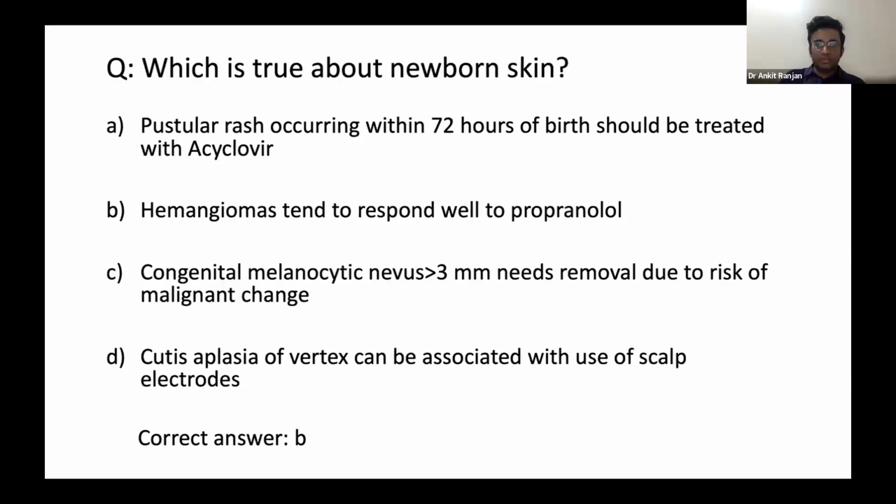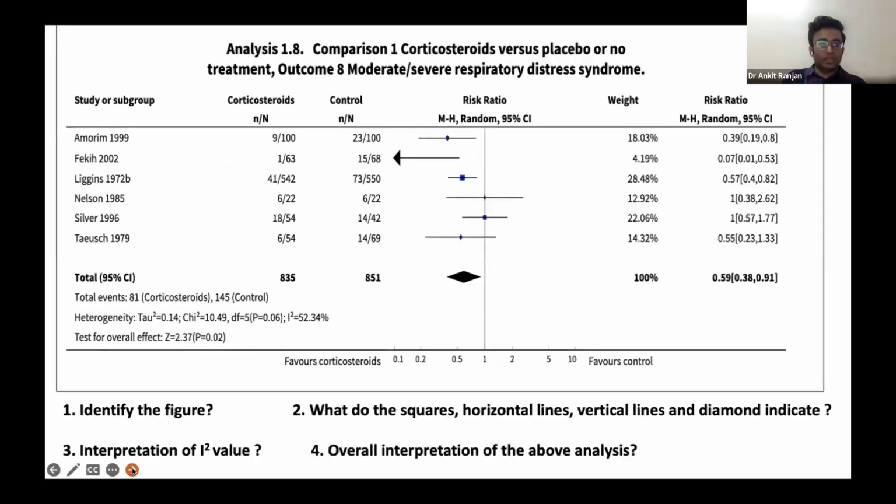Hemangiomas tend to respond well to propranolol. That is a true statement. In congenital melanocytic nevus, though there is an inherent chance of transformation into a malignant change, that probability lies with the giant melanocytic nevus, that is more than 20 cm in size. The cutis aplasia vertex is often associated with genetic causes only. So scalp electrodes, etc., are not the contributing factors in this.